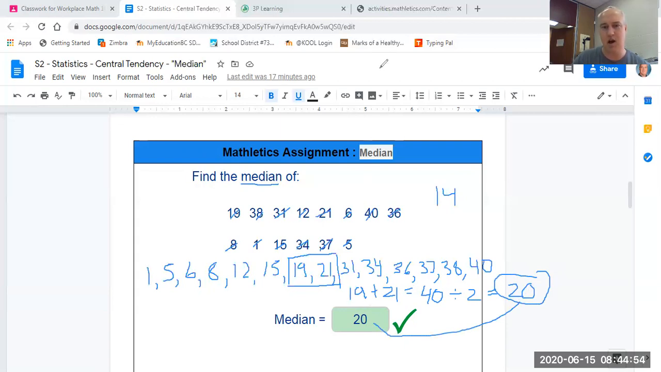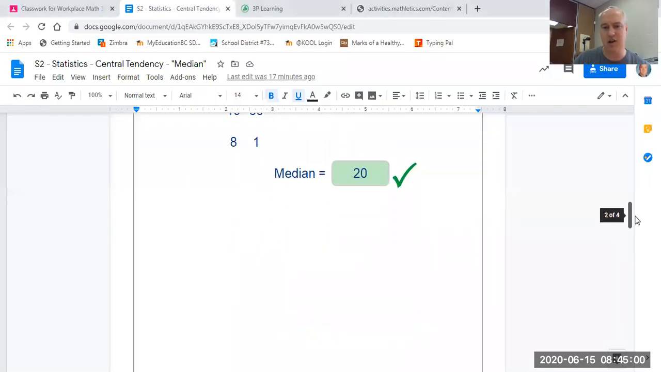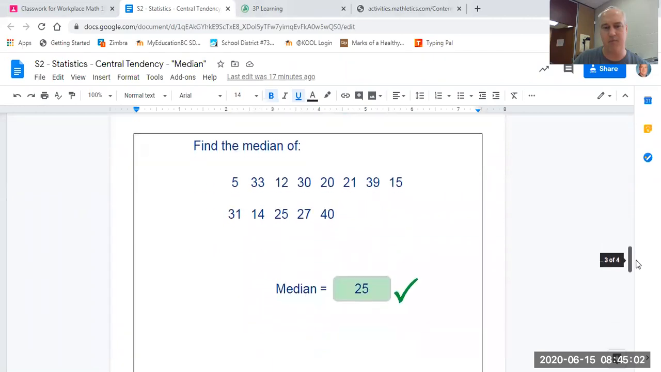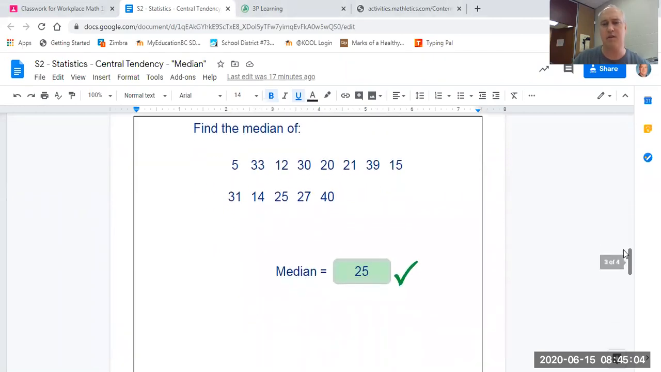I'm just going to click and take away the screen here and then come back so I don't have to clean up all that mess. So let's take a look at another example here. So this time it's a little different. We have an even number of numbers here, but once again, we're still going to need to organize by lowest to highest. So starting with the lowest, we have 5.